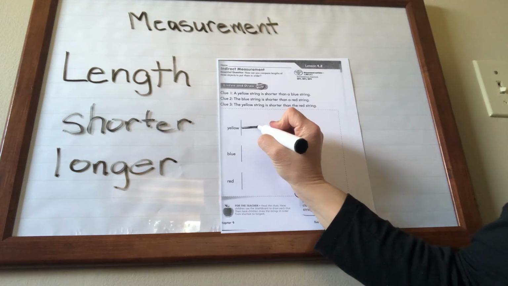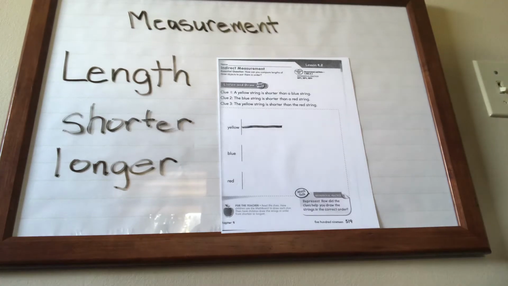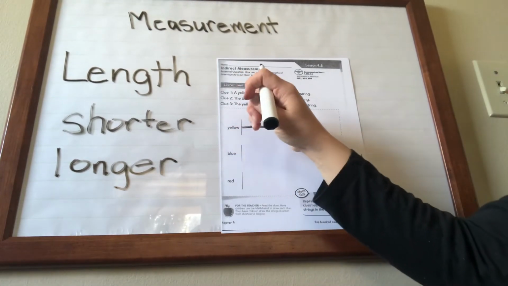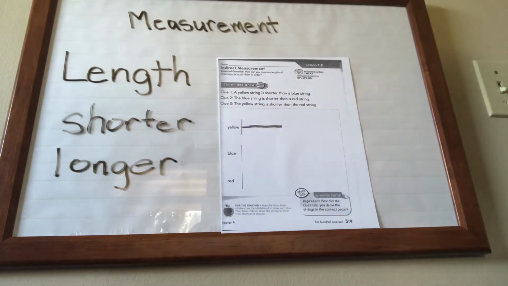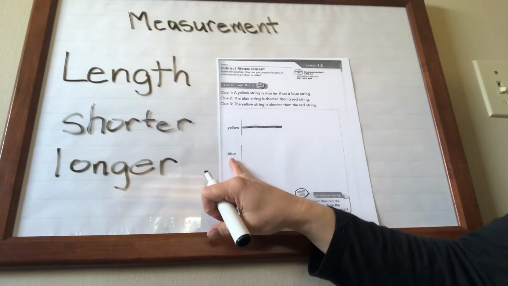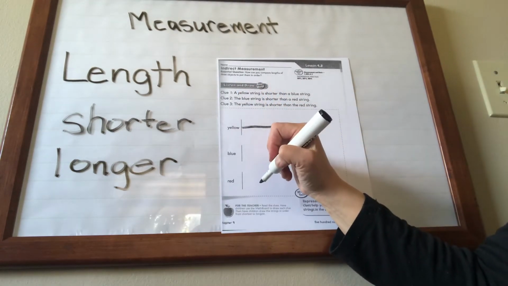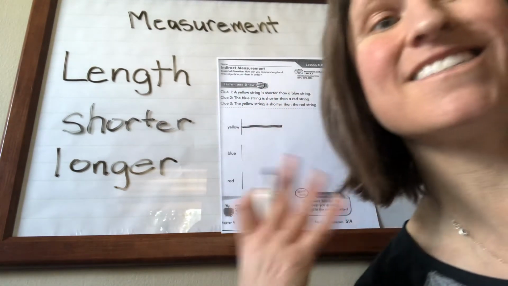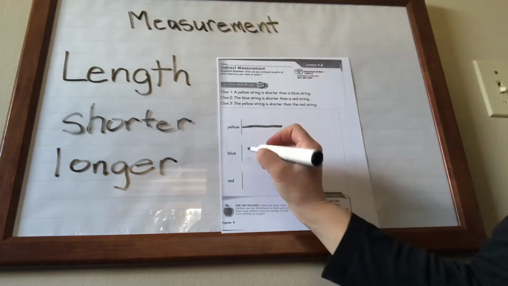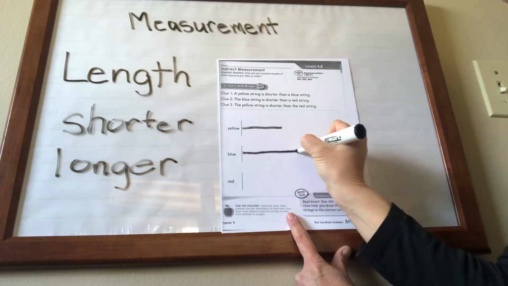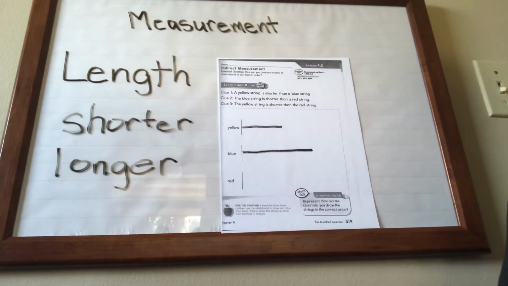Yellow string. I'm going to just draw a yellow string. I'm going to have it stop right there. Okay, so that's my yellow string. The yellow string is shorter than the blue string. This word says blue. Let's go to the blue string. So the yellow string is shorter. That means the blue string is longer. Okay, so I'm going to go ahead and draw a longer blue string. I'm going to stop right there.